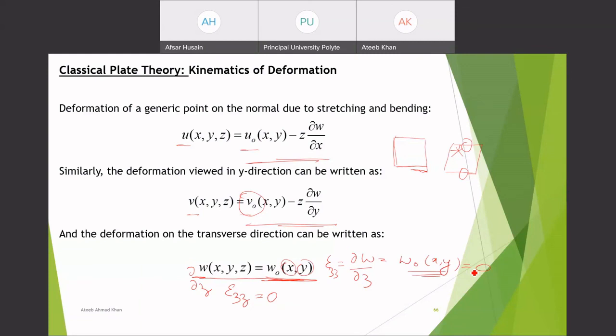The other assumptions are that the transverse normal is perpendicular and remains straight. As I have already explained, if you are having shearing at the top and bottom surface, this angle will not be equal to 90. So if we are assuming that this angle is equal to 90, that means the shear stresses at top and bottom will be equal to 0.